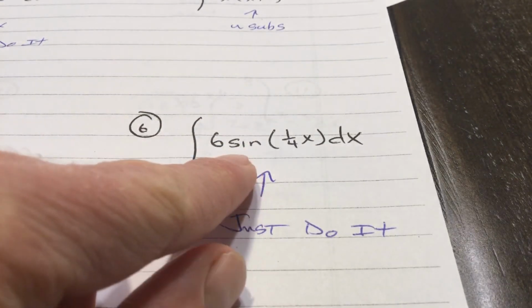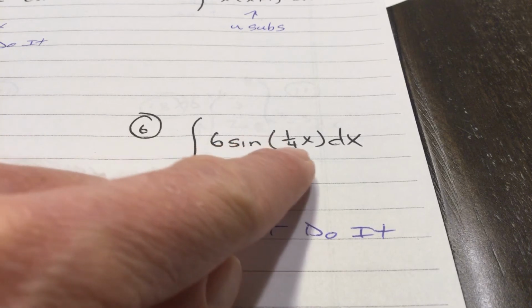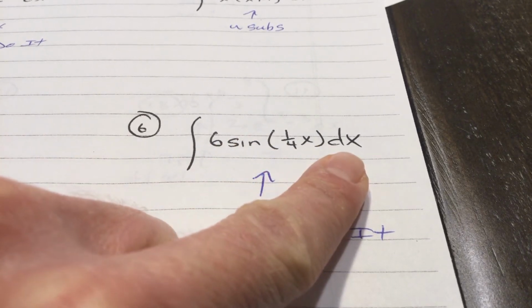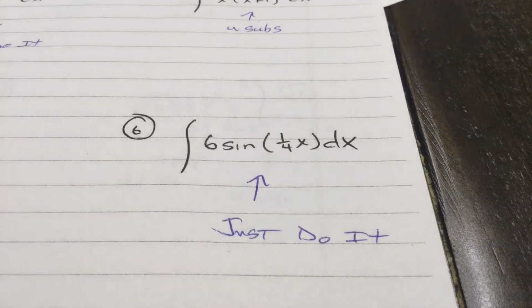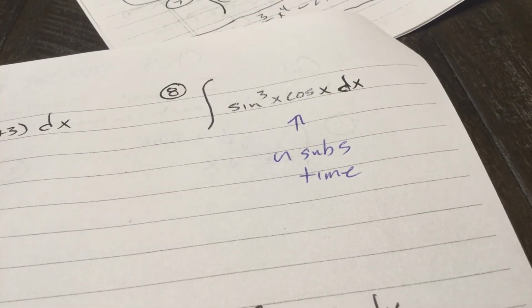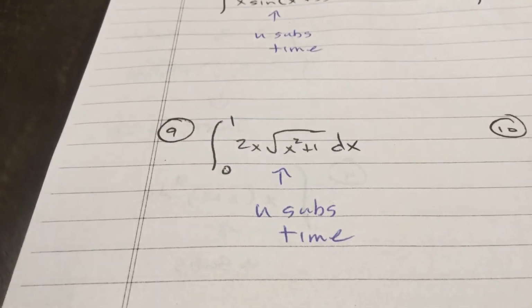Remember, it'd be negative 6 cosine a quarter x. If you're taking the derivative of this, you would multiply by a quarter, but the antiderivative, you'd do the opposite, okay? And 7, use substitution time. 8, use substitution time. That would probably be a beginning one for us when we talk about use substitution.